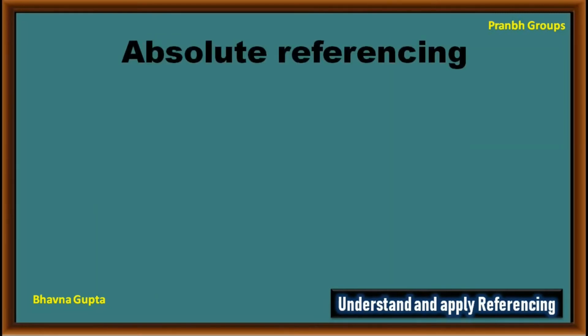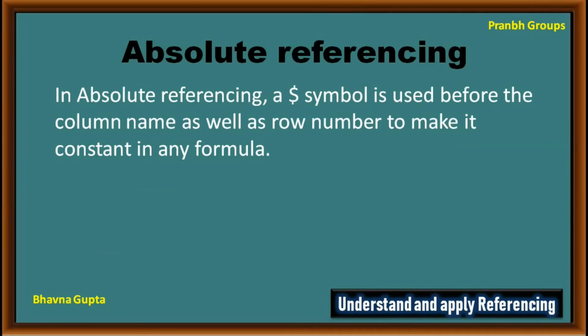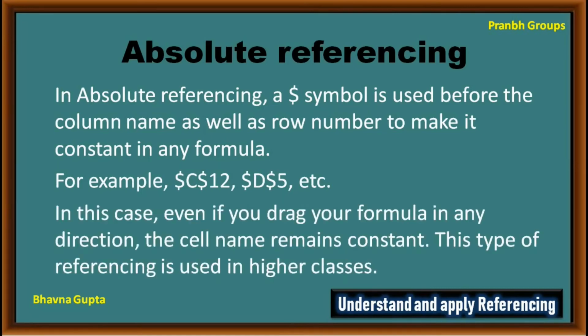And third one, referencing is absolute referencing. In absolute referencing, the $ symbol is used before the column name as well as the row number to make it constant in any formula. For example, $C$12, $D$5, etc. In this case, even if you drag your formula in any direction, the cell name remains constant.